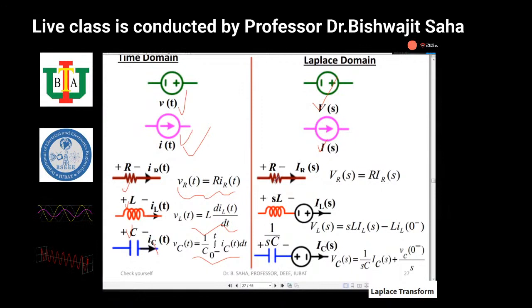R is constant itself. The resistive current I_R, that is the drop of the resistor, in the Laplace domain is capital R times I_R of S. In case of inductive voltage drop, that is sL, since it has a derivative function, it will follow the first derivative Laplace transform, so we can write it down.